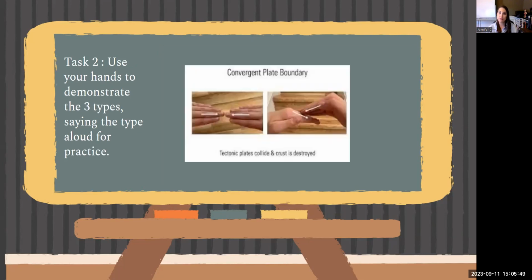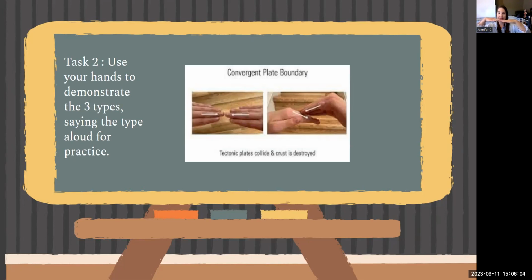We're going to begin with convergence. We've got our hands up. We're going to now, those 2 plates are going to come together. They're colliding. And of course, the crust is going to be destroyed. And one is going to probably go over the other because of the force.